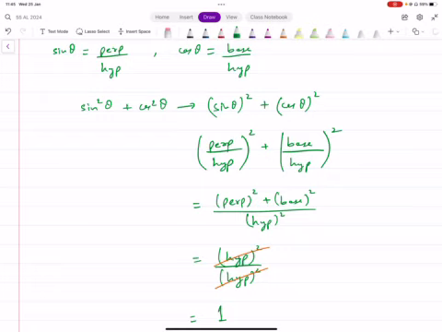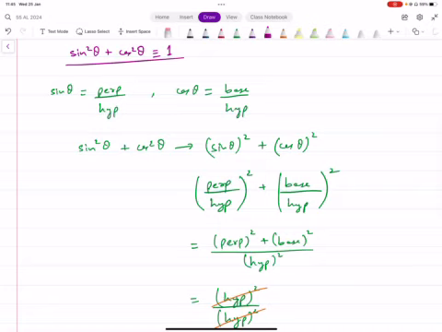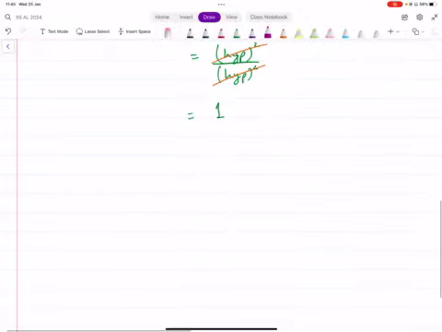Does that make sense? Okay? That's one identity. Sine square theta plus cos square theta identical to 1. This will be given in the formula sheet. We'll have to use that. You'll have another one, that's tan theta identical to sine theta over cos theta.